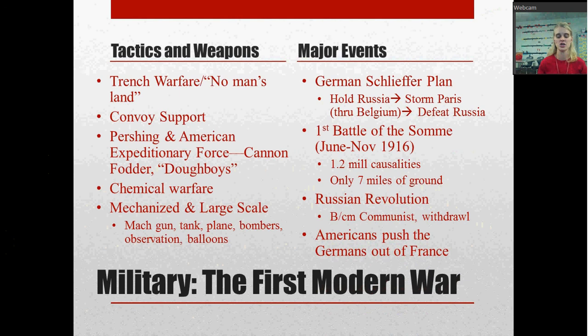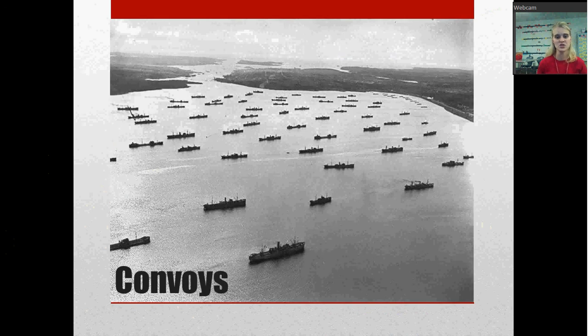So I'm just going to show you some pictures here. This is a picture of the convoy. So, for example, what you might have is just a couple little merchant ships, right? But then they're surrounded by all of these U.S. naval vessels in order to protect them. So that way they can get to where they need to go safely.